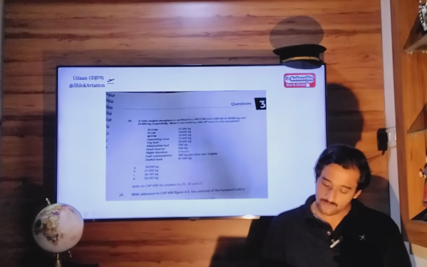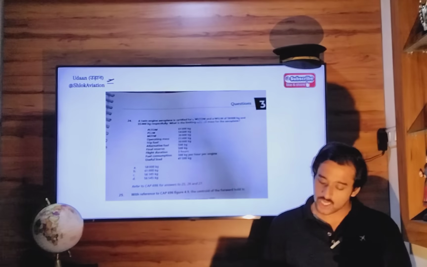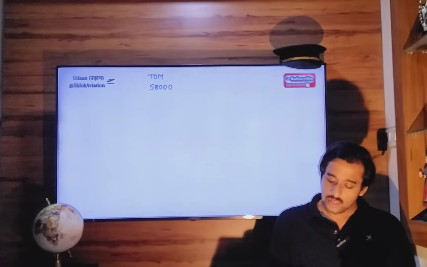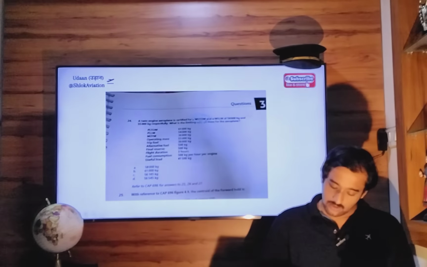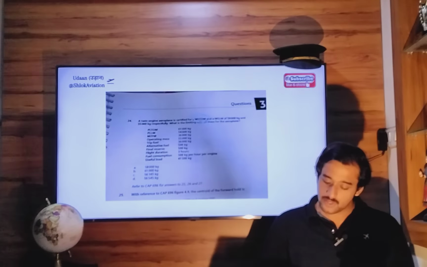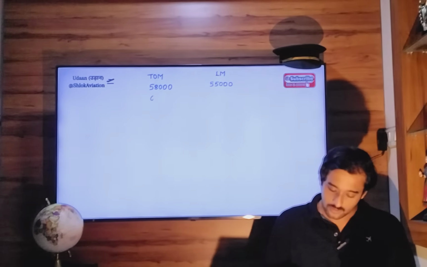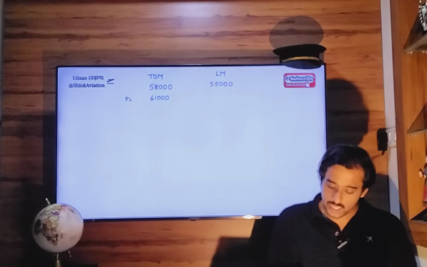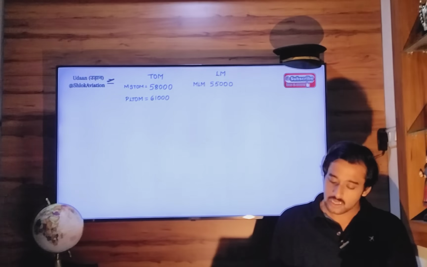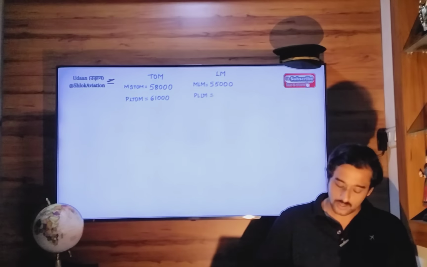Next, a twin engine aircraft is certified for a maximum structural takeoff mass of 58,000. So takeoff mass limitation is 58,000. Landing mass limitation is 55,000. Performance limited takeoff mass is 61,000. So this is performance limited takeoff mass, this is maximum structural takeoff mass, this is maximum landing mass, and performance limited landing mass is what?